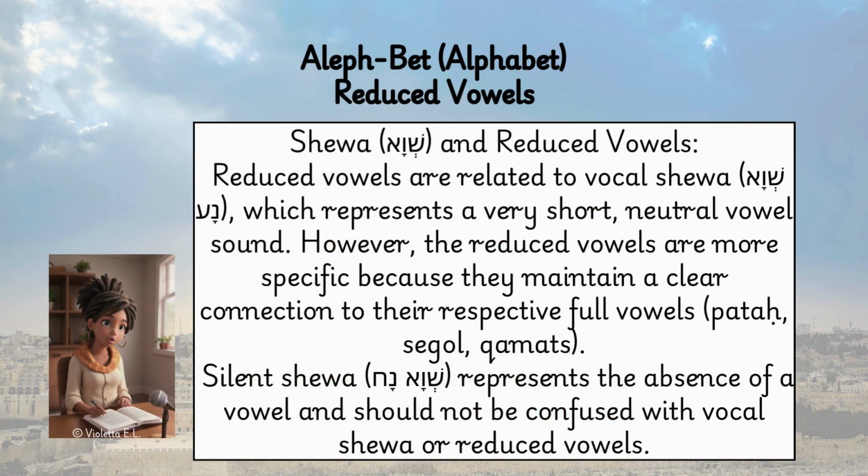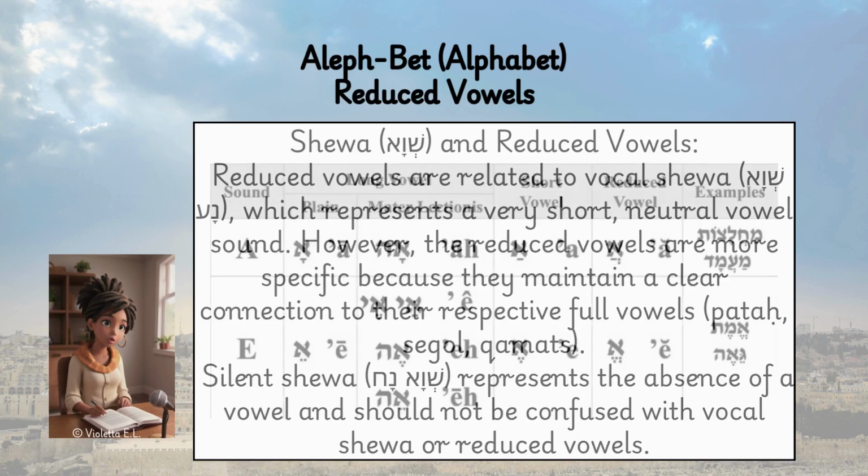Shva and reduced vowels. Reduced vowels are related to vocal shva, which represents a very short neutral vowel sound. However, the reduced vowels are more specific because they maintain a clear connection to their respective full vowels: patach, segol, and kamatz. Silent shva represents the absence of a vowel and should not be confused with vocal shva or reduced vowels.